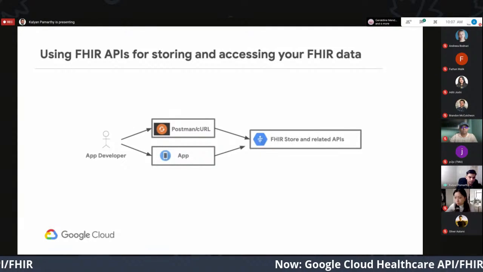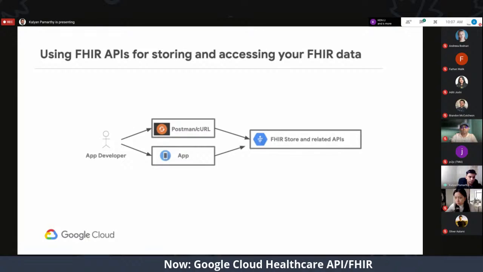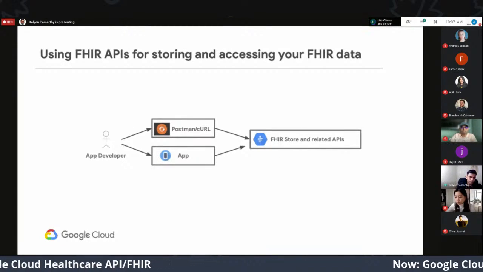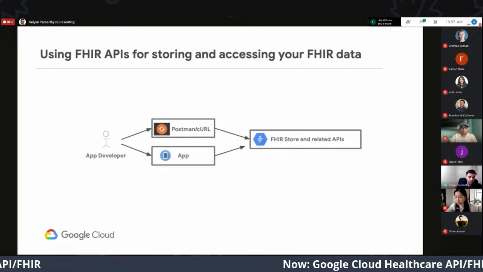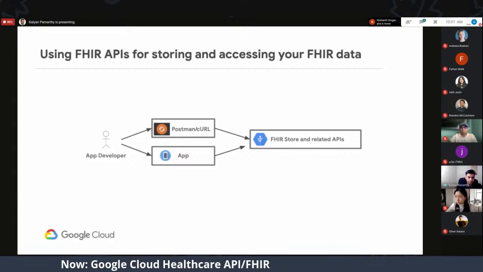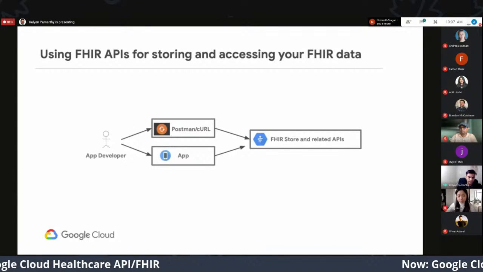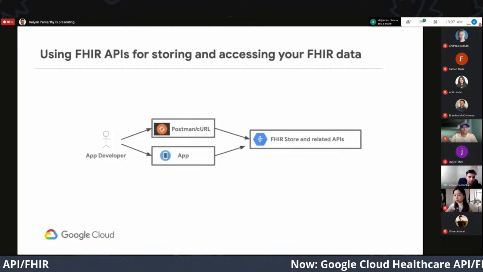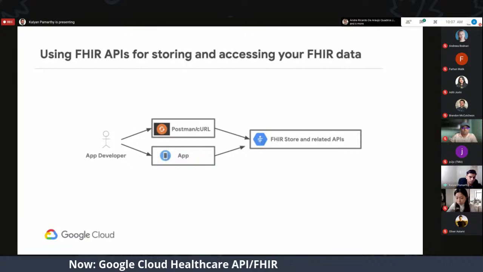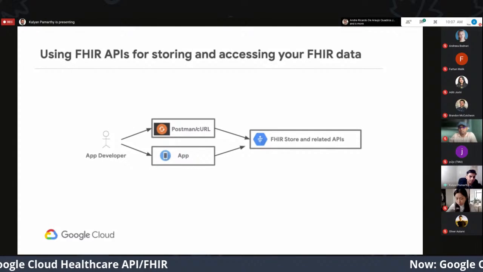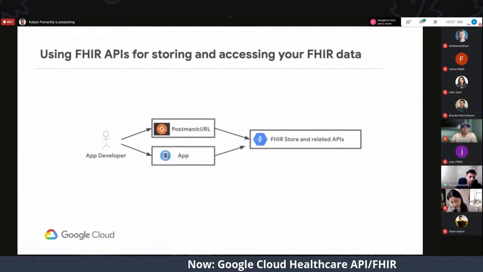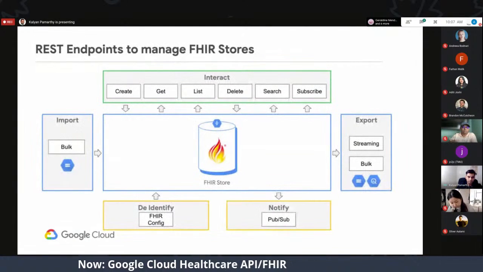Another quick way to do it is get set up with the FHIR store and the FHIR APIs and use another tool like Postman or curl to start running commands. A lot of times, I think myself included, I set up my infrastructure in Google Cloud, get some FHIR data in, run some Postman commands, see that everything is set up, connections are working, and then I move over to using that as a backend to my app. So there's different ways to do it, depending on how you're working with the backend data.